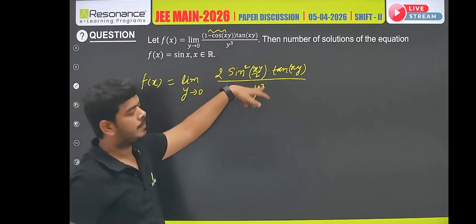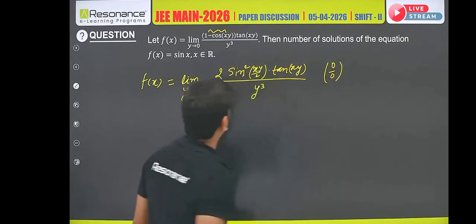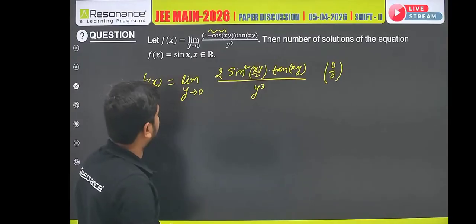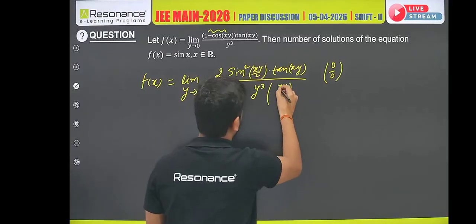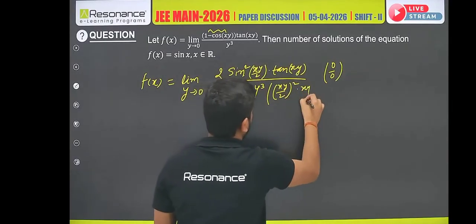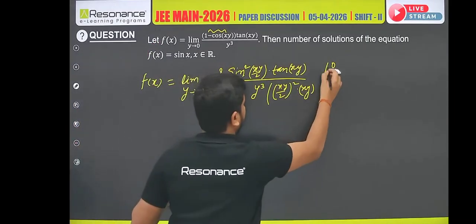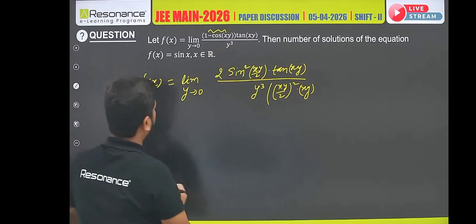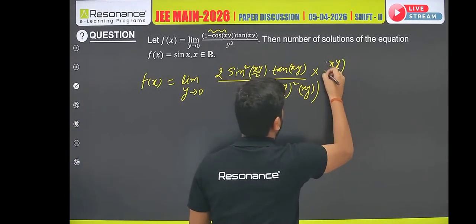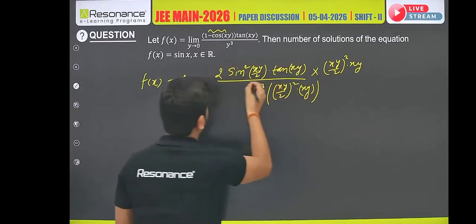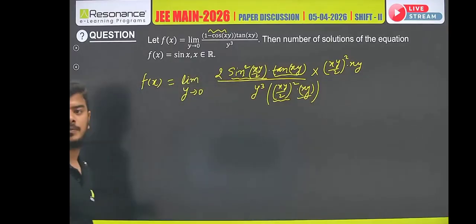Now this limit is 0 by 0 form. If you put here, form is 0 by 0. Now how to solve this limit? You need to multiply here by (xy by 2) whole square and xy also. Now multiply the numerator also, (xy by 2) whole square into xy. Now look here, this term will become 1 and tan xy by xy also becomes 1.